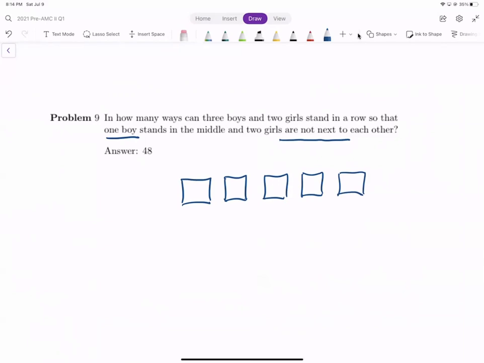So we know a boy has to be here, right? A boy has to be here. Let's say we have boy 1, boy 2, boy 3. So those are the boys. And then we have 2 girls, right? It's girl 1 and girl 2. I just try to find ways to label them. Now, you have to accommodate them. You can do this in 2 steps.